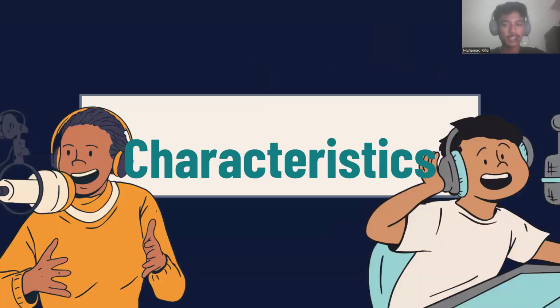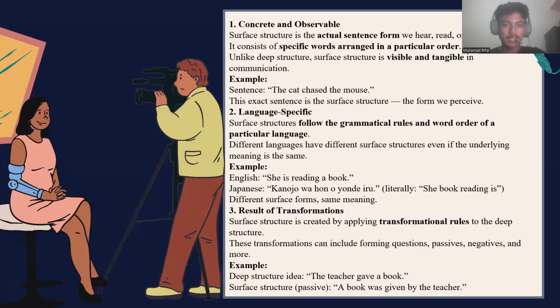The next characteristic: 1. Concurrent and observable. Surface structure is the actual sentence form we hear, read, or write. It consists of specific words arranged in a particular order. Unlike deep structure, surface structure is visible and tangible in communication. Example sentence: the cat chased the mouse. The exact sentence is the surface structure, the form we perceive.